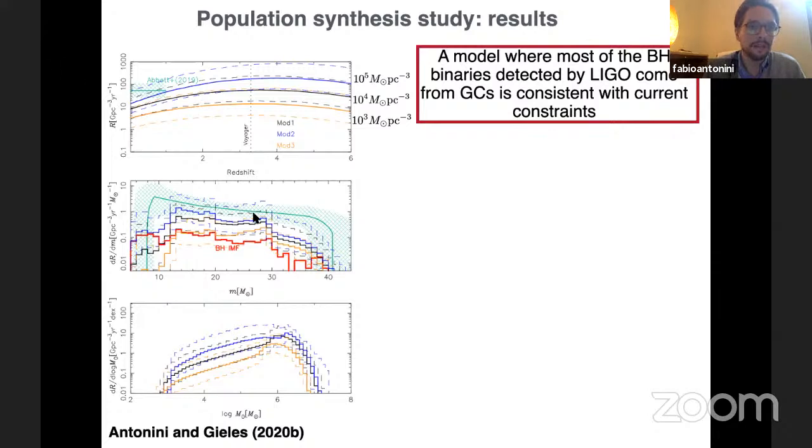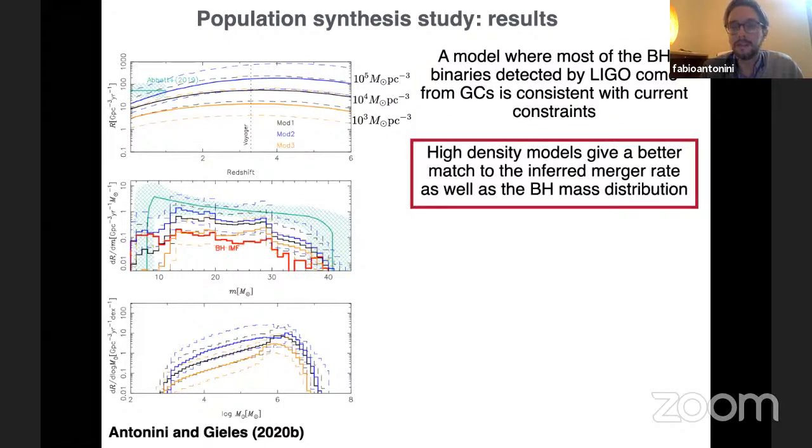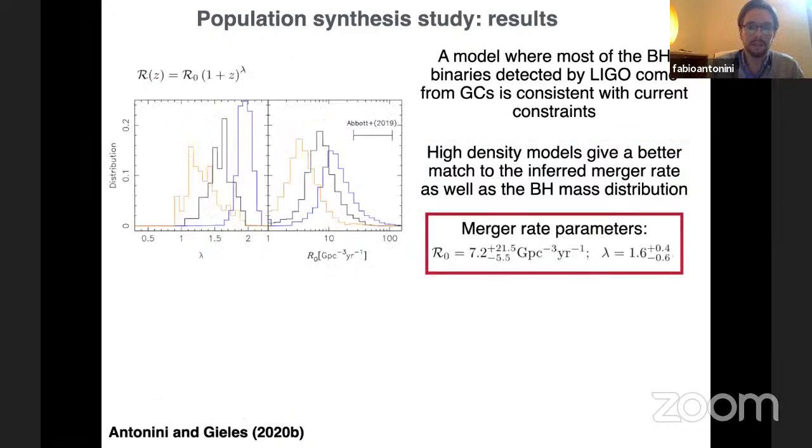The second point I want to stress is that only the highest density models can reproduce this merger rate value, are consistent with the inferred merger rate values, and they also provide a better match to the inferred black hole mass distribution. If you look, for example, at the low density models, the mass distribution has a slope that is positive or flat, while observations show that the slope should be negative. So this is more consistent with models that start with a high density, above 10^4 solar masses per cubic parsec. So high density models give a better match to the inferred merger rate as well as the black hole mass distribution, which I think is very interesting.